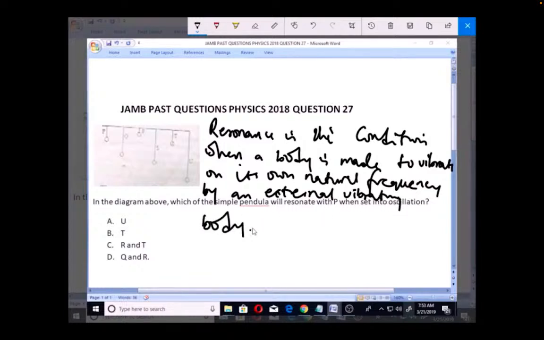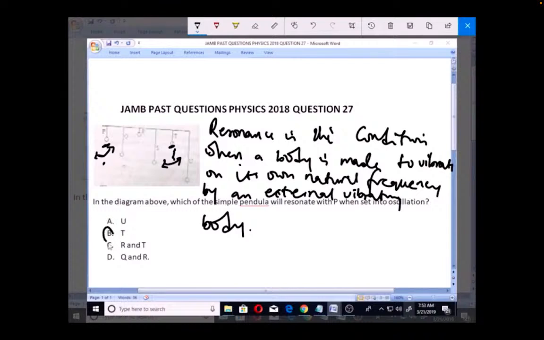So from the figure of this pendulum, you can easily see that when P is vibrating, it's going to impart resonance on T because both of them have the same length. So it's likely that T will vibrate on its own natural frequency because of the vibration of P.